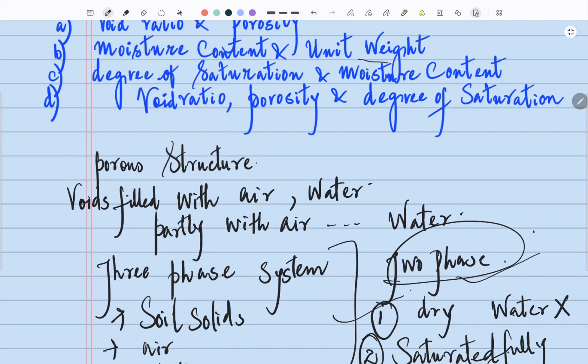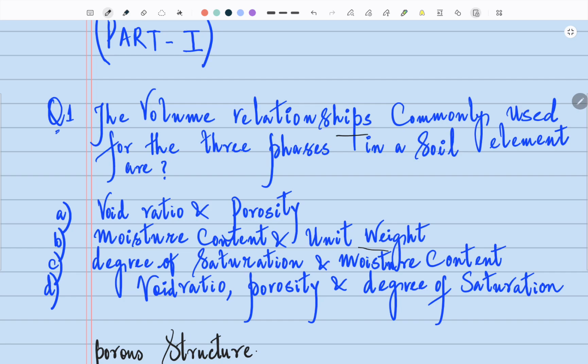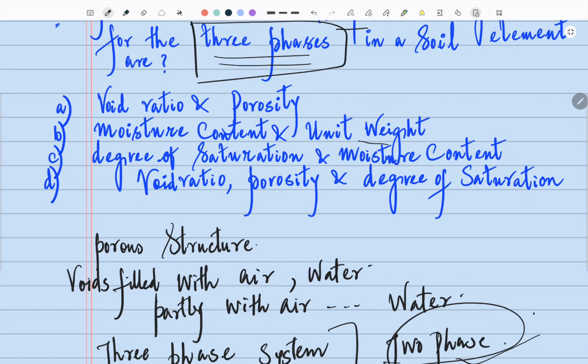So coming back to the question, what does the question say? The volume relationships commonly used for the three phases in a soil element are. We have to read it keenly. The appropriate and correct answer is option D. It's true that the volume relationships commonly used for the three phases in a soil element are void ratio, porosity, and degree of saturation.